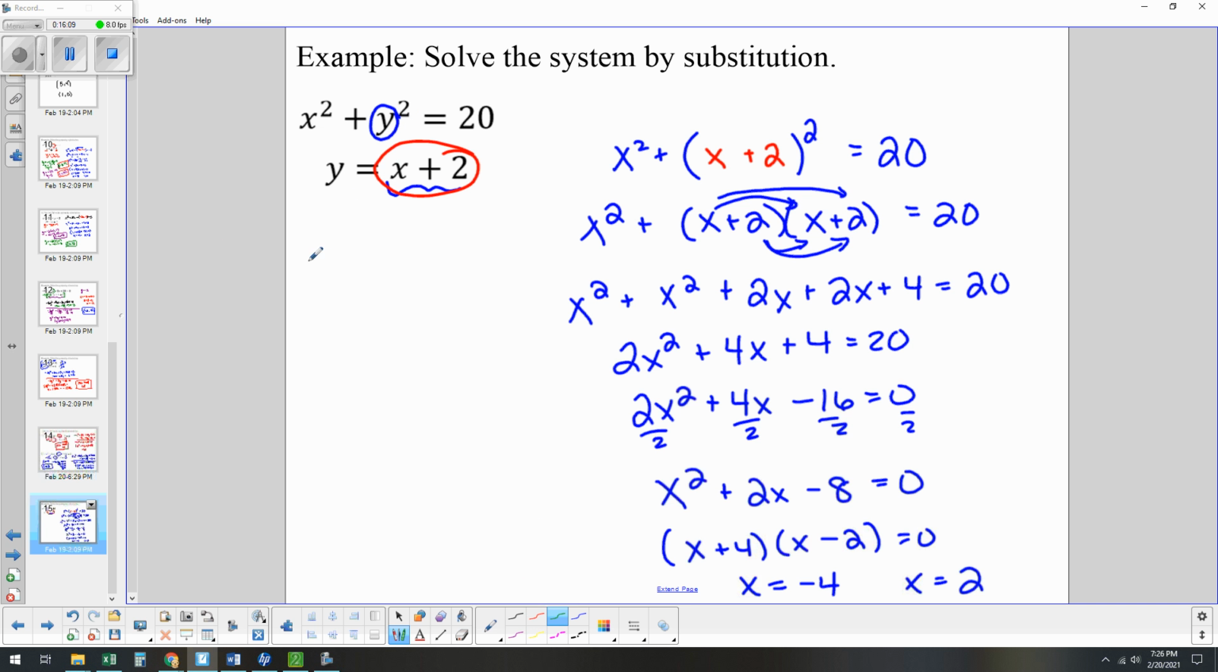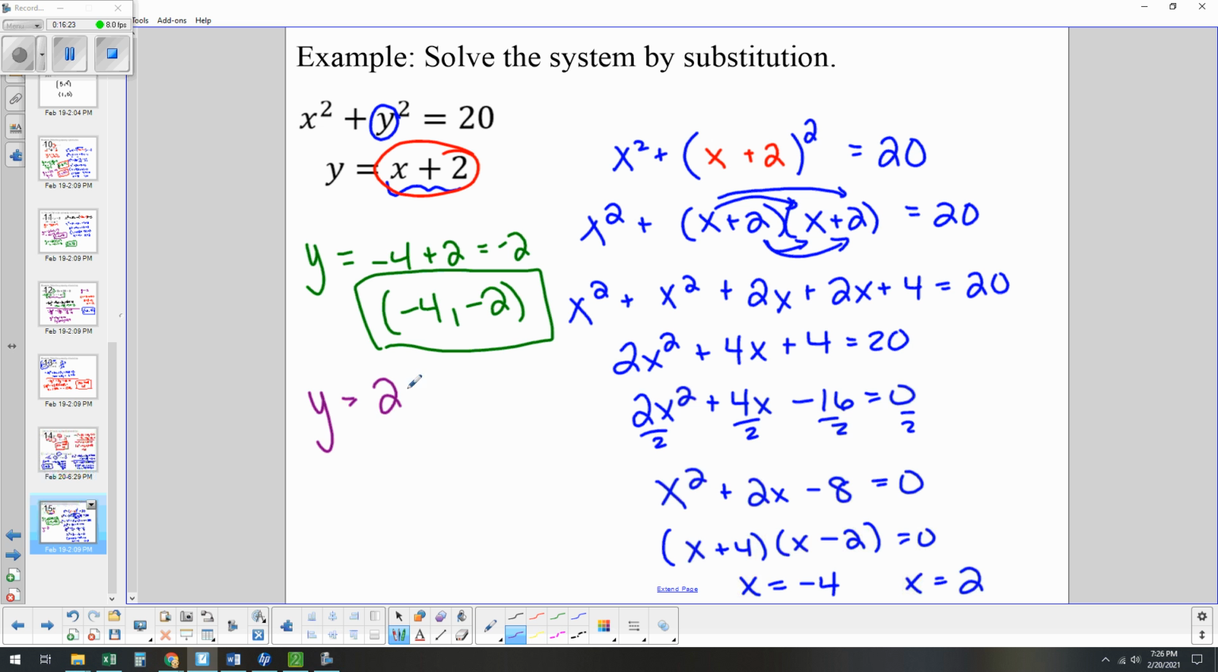Let's get some different colors. So y equals, let's plug in negative 4. So we get negative 2. So negative 4 comma negative 2 is a solution. And now let's plug in positive 2. So y equals 2 plus 2 or 4. So that's 2 comma 4. And those are our solutions for that system. And that is the end of our lesson.